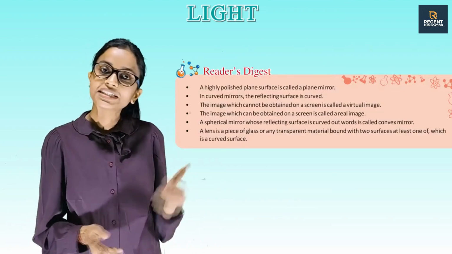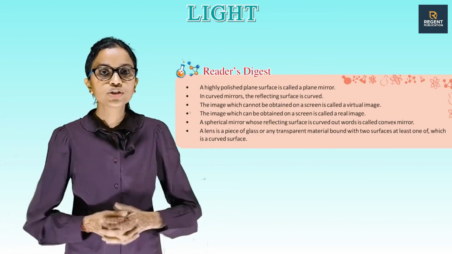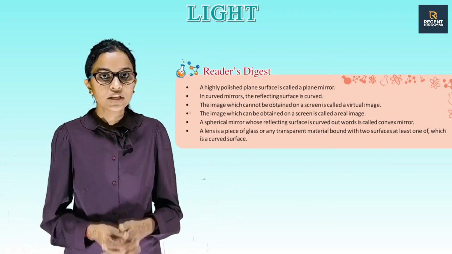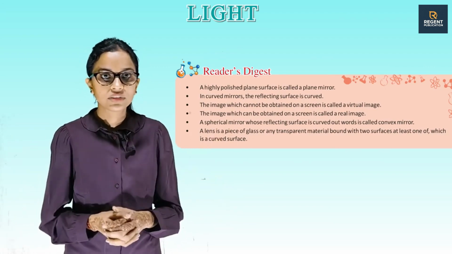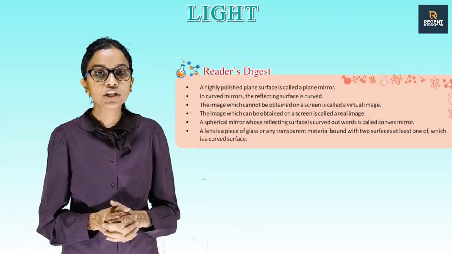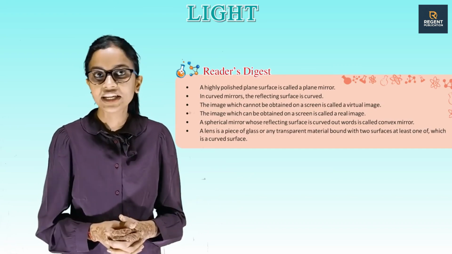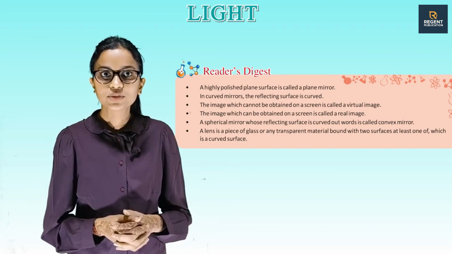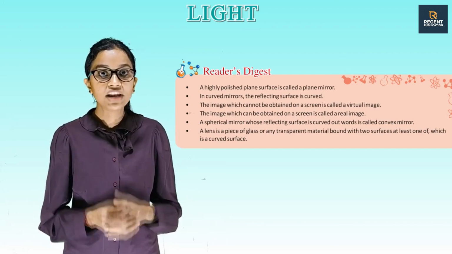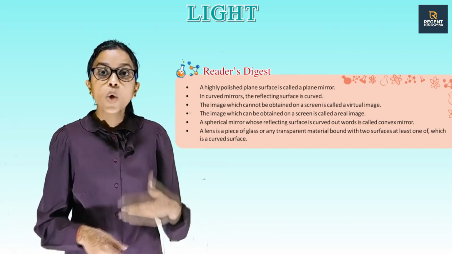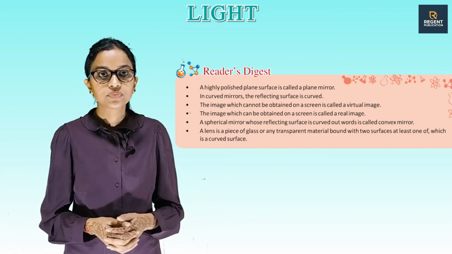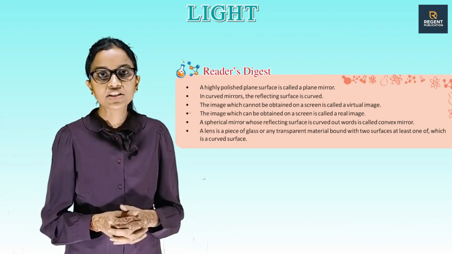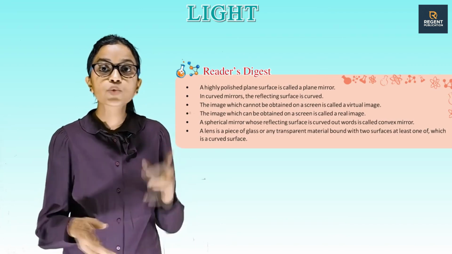Now it's time for Reader's Digest. A highly polished plane surface is called a plane mirror. In curved mirrors, the reflecting surface is curved. The image which cannot be obtained on a screen is called a virtual image. The image which can be obtained on a screen is called a real image. A spherical mirror whose reflecting surface is curved outwards is called a convex mirror. A lens is a piece of glass or any transparent material bound with two surfaces, at least one of which is a curved surface.